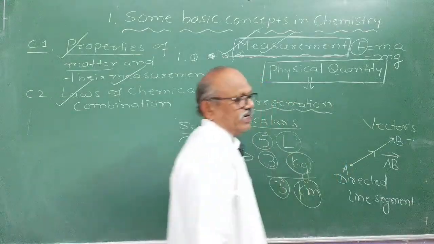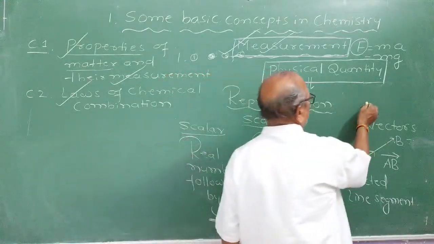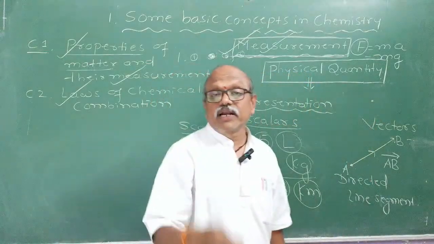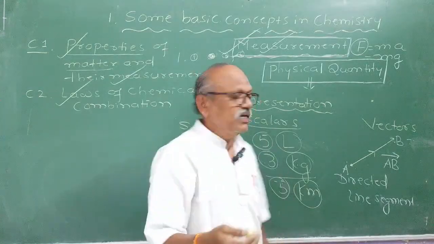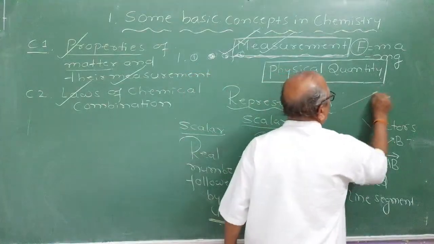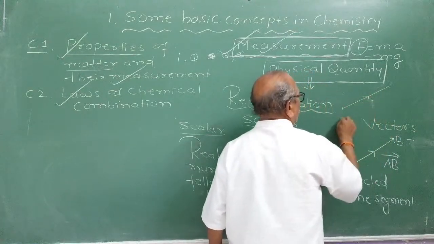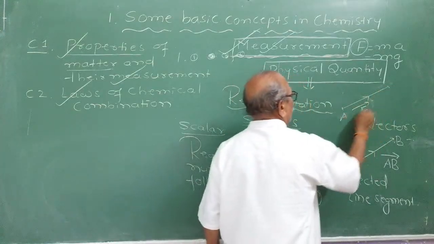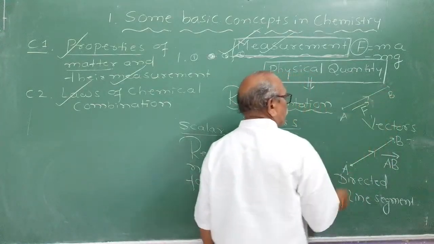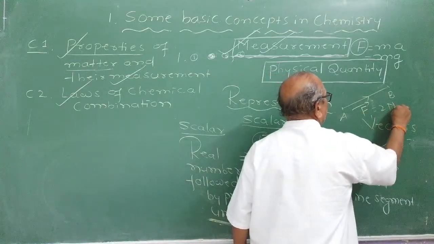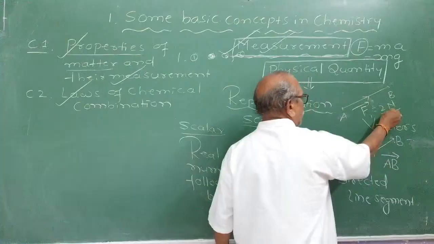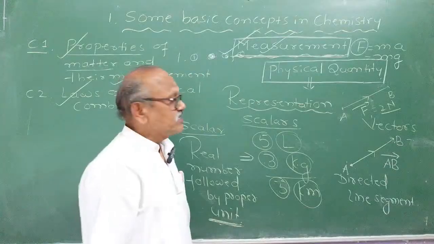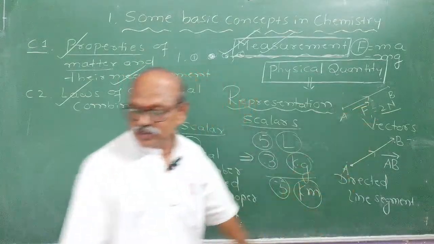Generally, forces you will be studying. The law of parallelogram of vector addition you will be studying in physics, right? The forces are represented by vectors. Suppose force F1 is acting from A to B, its direction is from A to B and its magnitude is 2 Newton. 2 Newton represents its magnitude, and the arrow mark represents the direction. Generally, vectors are represented by directed line segments. I hope you understood.